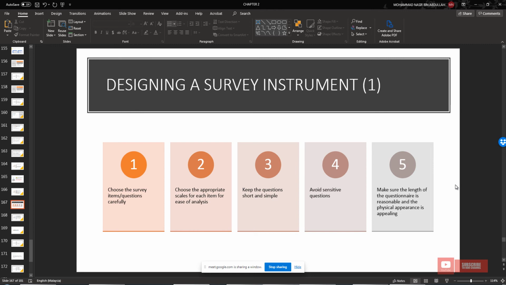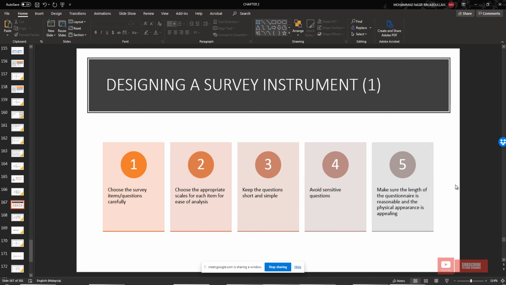So I already know my objective is to measure the knowledge. Then I need to choose the survey question carefully to measure that objective. So the survey question cannot be one question only. It should be a set of questions that measure the knowledge of people regarding dengue fever, right?